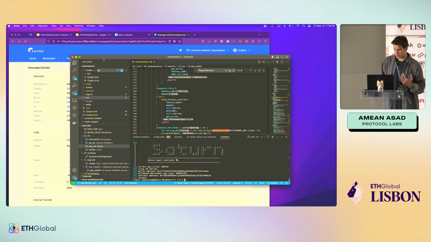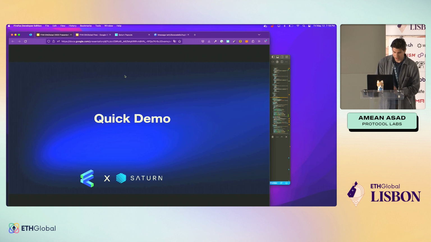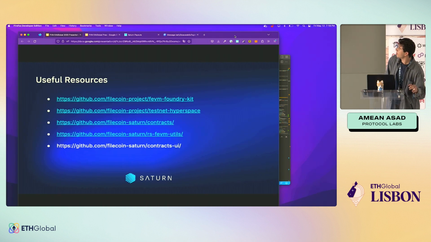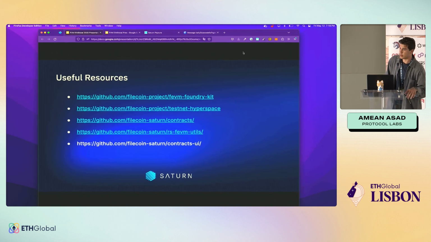But yeah, all right, back to the presentation. To wrap things up, I've lost my mouse. There it is. All right. So here are some useful resources. The FEVM team has a bunch of starter kits for working with the FEVM. We at Saturn really like Rust, so we use the Foundry kit, but there is Hardhat, there's Remix, there's a ton of other tutorials also available there to show you how to deploy and work with the FEVM, and it's really useful.